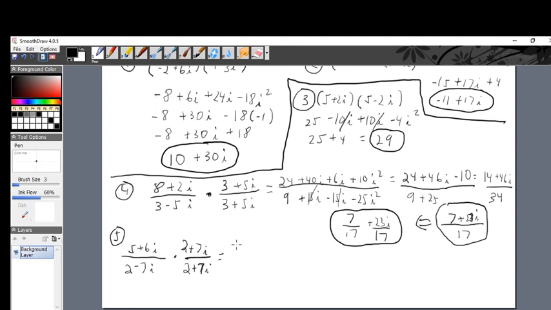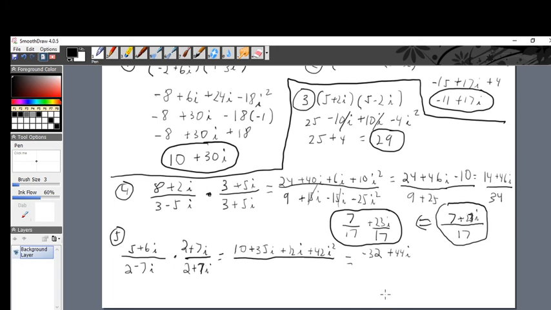FOIL. 5 times 2 is 10. Outside times outside is 35i. Inside times inside is 12i. And last times last is 42i squared. Okay. Let's keep going. Equals 10 and 42 times negative 1 is negative 42. So negative 42 and 10 is going to be negative 32. And 12i and 42i is going to be 44i.